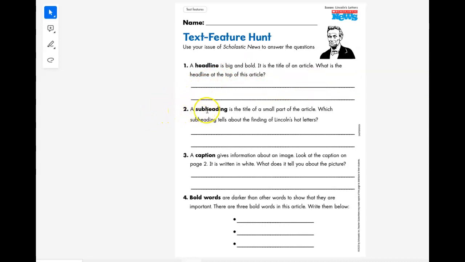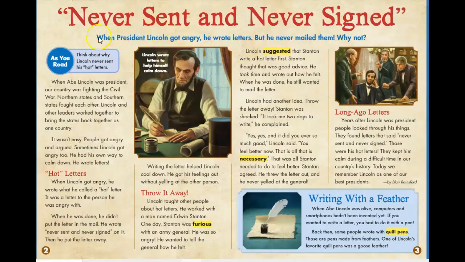Question number two. A subheading. A subheading is the title of a small part of the article. Which subheading tells about the finding of Lincoln's hot letters? So if we go back in, we have three subheadings in this article. Also, hint, they are also red. They are bold and larger than the regular print, but not as large as the heading.